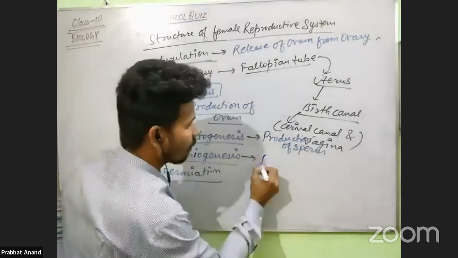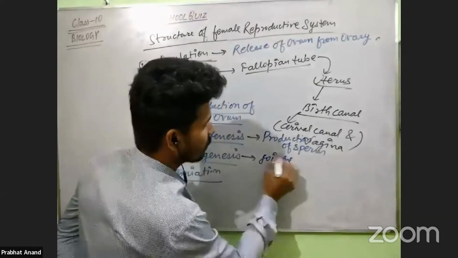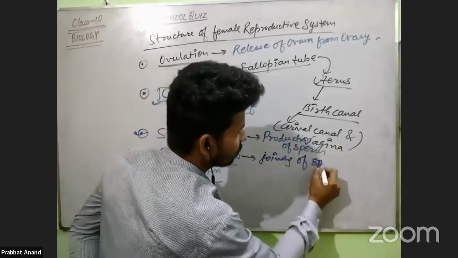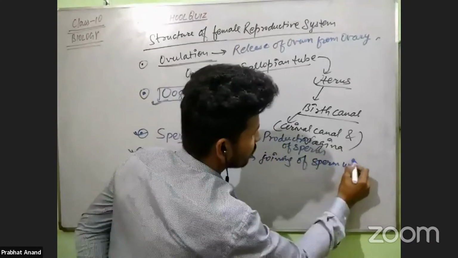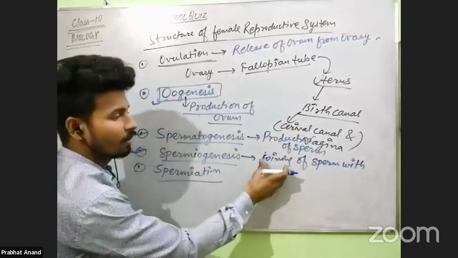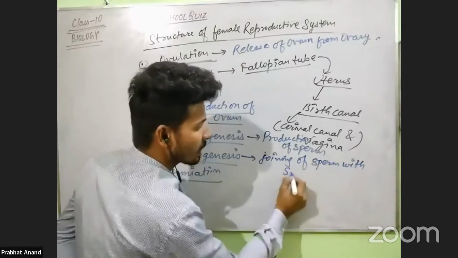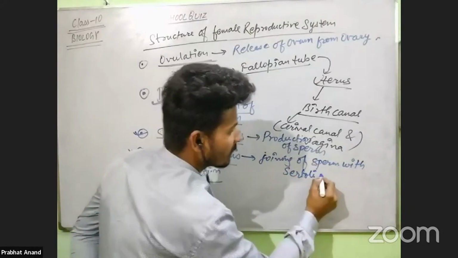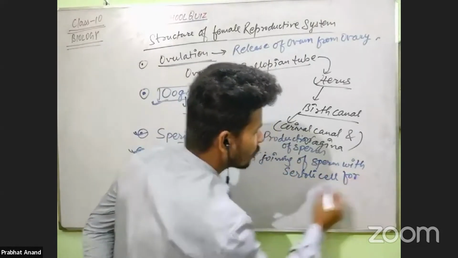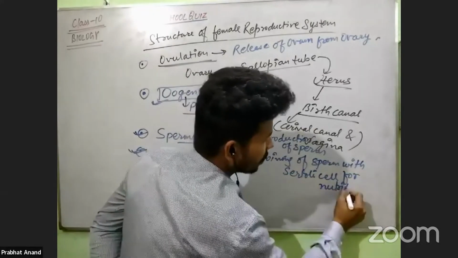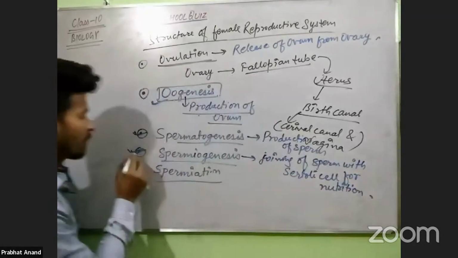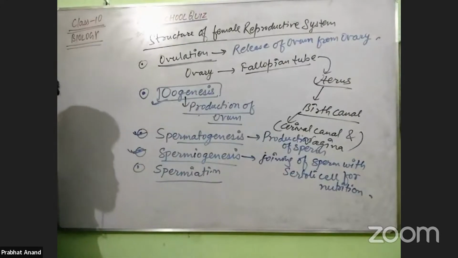So for maturation, it joins the Sertoli cell. Joining or attachment of sperm with the Sertoli cell for nutrition, this joining process is called spermiogenesis. Got it? Everyone got it? Yes, sir.